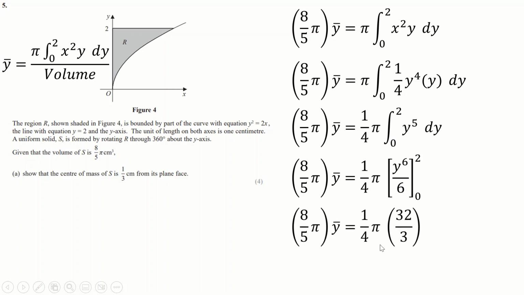It's not complicated. And then you can cancel the pi's, times by 5, divide by 8, which cancels with this mostly, and then with this. And I think you end up with this eventually, which is 5/3 the way up from the origin. 2 minus 5/3 is 1/3, and so it's 1/3 away from the plane face. When you rotate this round, you'll end up with a flat face on top. So 2 minus 5/3 gives you 1/3 from the top.